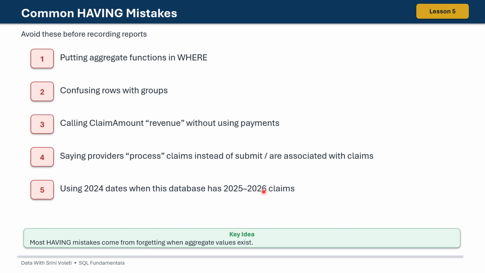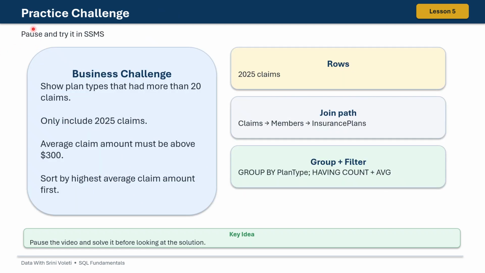Now it is your turn. Here is the practice challenge. Show plan types that have more than 20 claims. Only include 2025 claims. The average claim amount must be above $300. Sort the result by highest average claim amount first.